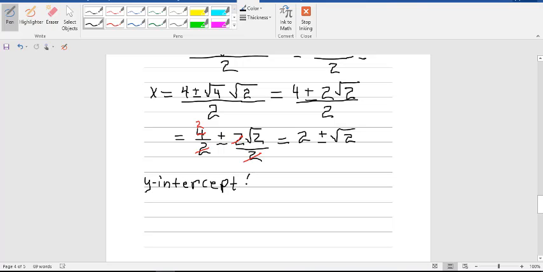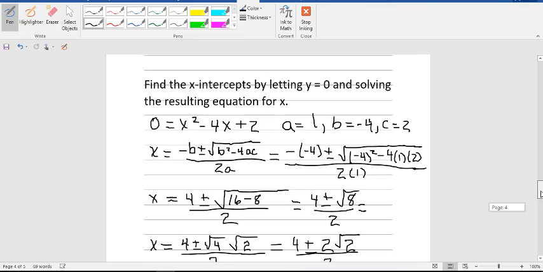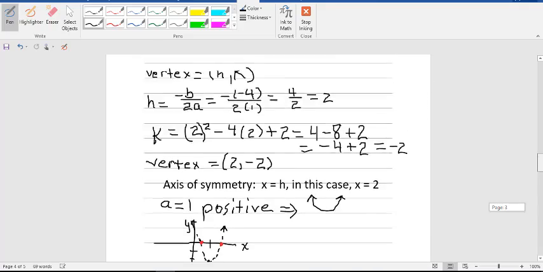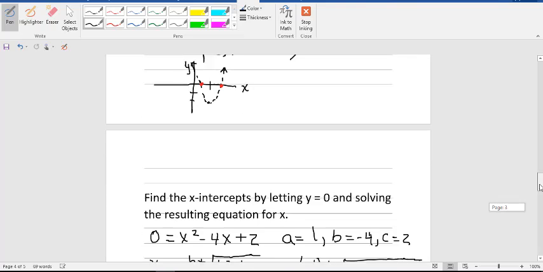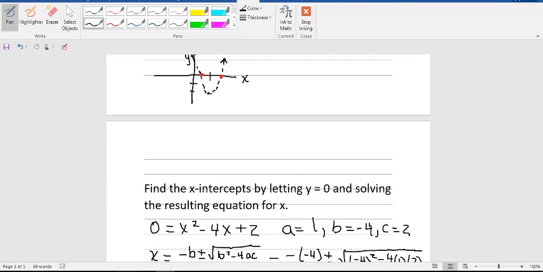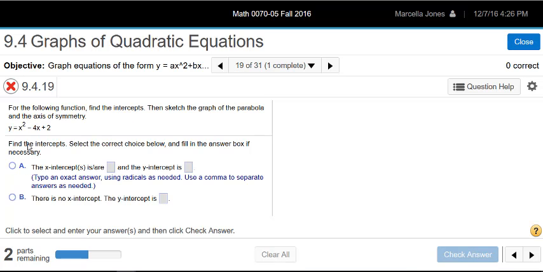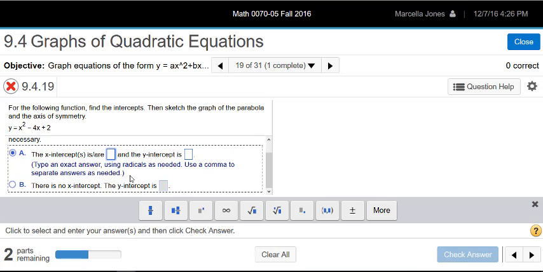The y-intercept is found by replacing x with 0. So when I replace the x's in ax squared plus bx with 0, I simply am going to get c. So the y-intercept is always whatever my c is. So I have the y-intercept, I have the x-intercepts, I have the axis of symmetry, and I have the vertex. So let's return to the problem.